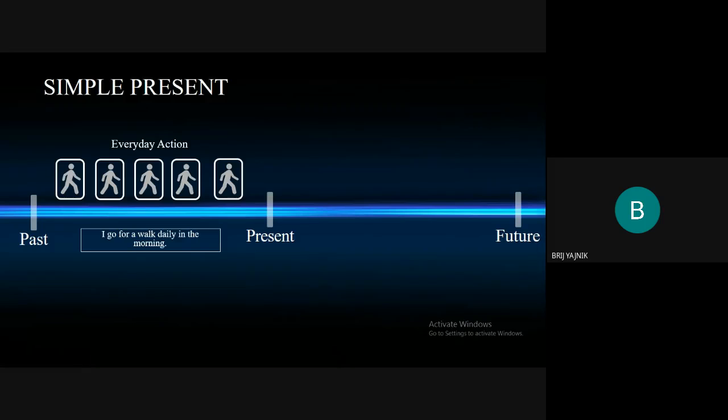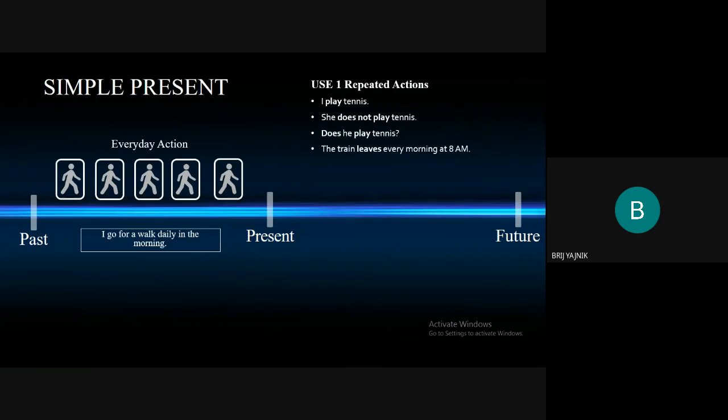I go for a walk daily in the evening, and look at my keywords. I have my keywords like daily, every day, every Tuesday, every alternate day. So that's nothing difficult. This use is something that we already know: a repeated action. We use present simple tense to talk about repeated actions, so actions we do every day or our routine. Like "I play tennis" and "She does not," and "Does he?" and the structure remains the same.